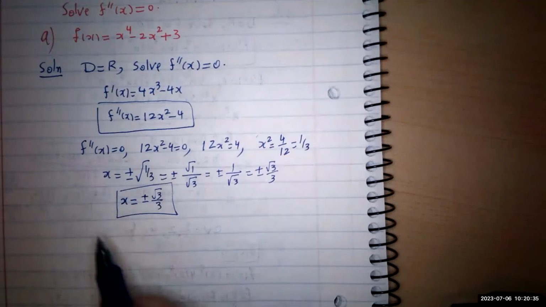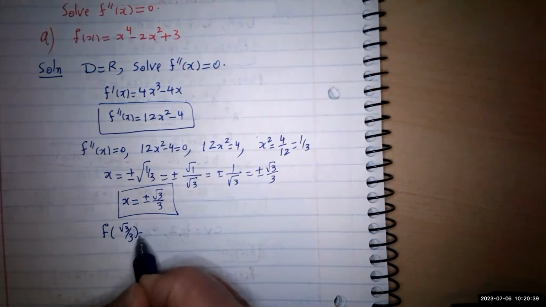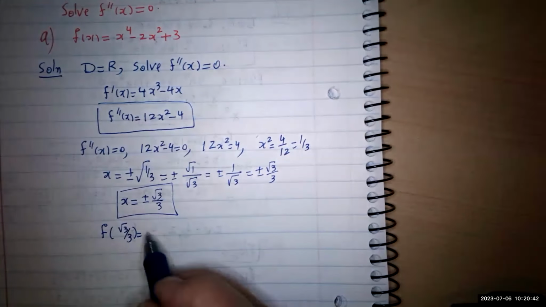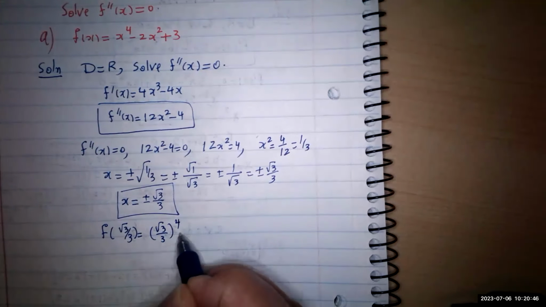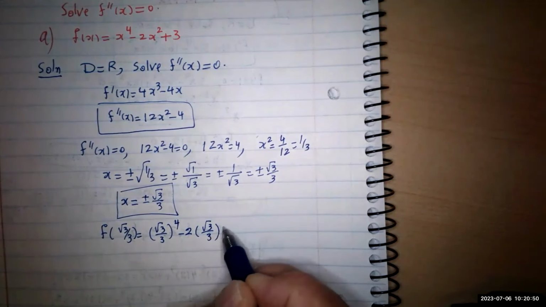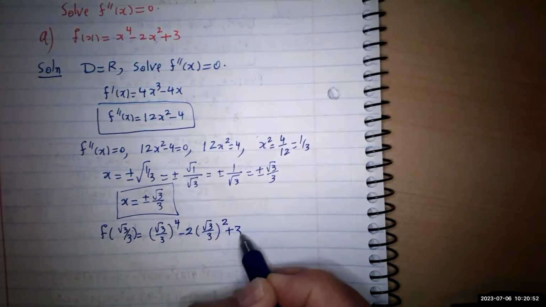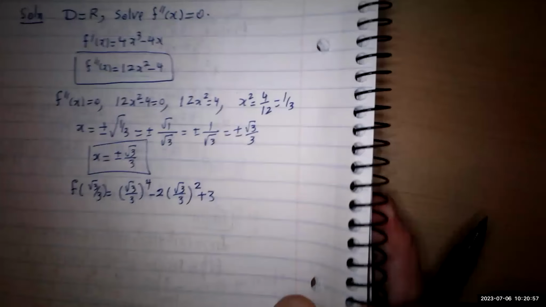One of them would be enough. Just check one, f of radical 3/3, for example. You go to the function, that gives you (radical 3/3)^4 minus 2 times (radical 3/3)^2 plus 2. Again, the calculator can be operated easily, or this one is not difficult.